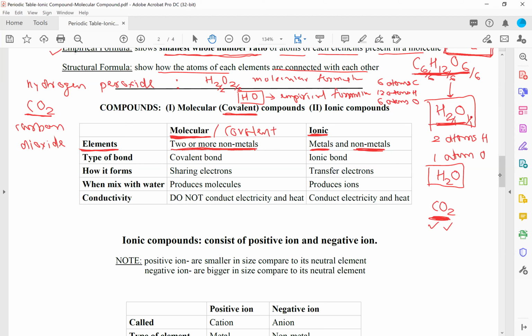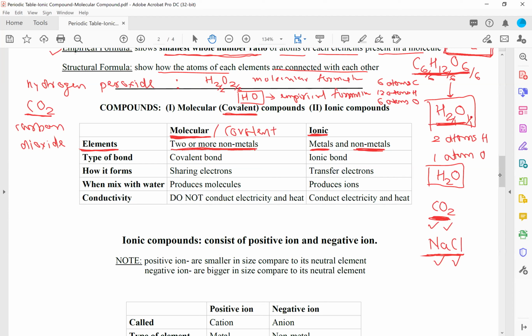Okay, example, NaCl. NaCl is the chemical formula of table salt, the salt that we eat in our routine life, right? Na is one element, Cl is another element. I'm going to ask you to refer to the periodic table, find out where Na is, find out where Cl is, and let me know, do you think this is a molecular compound or an ionic compound? Ionic compound.